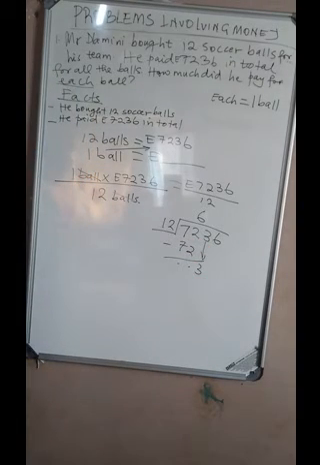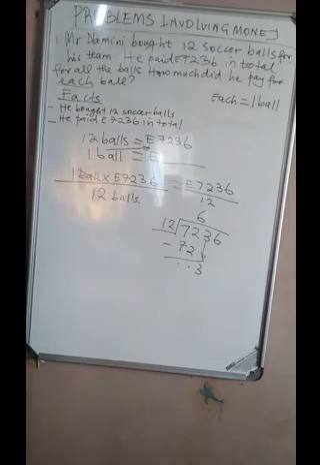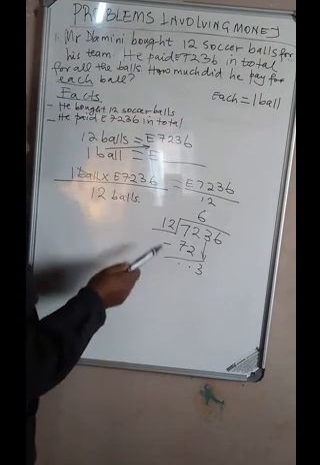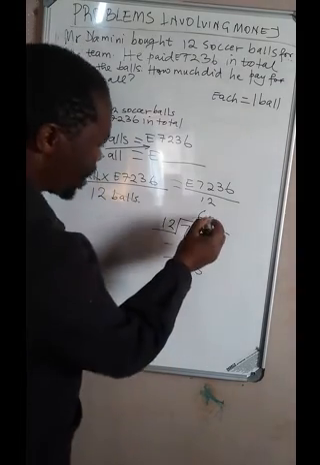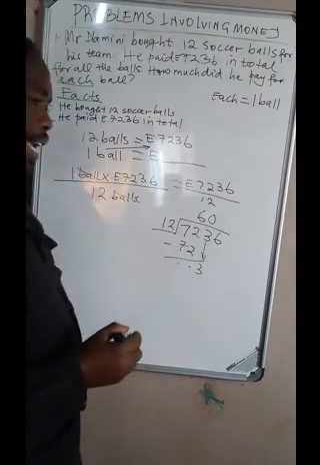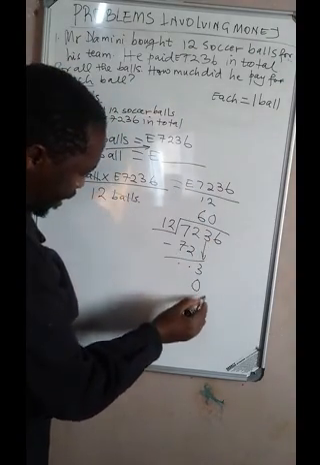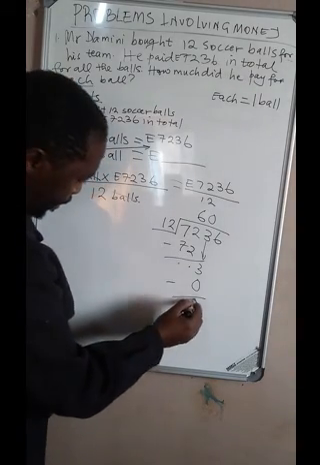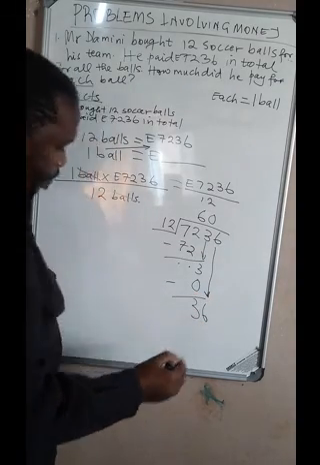Remember, you only bring down one number at a time. You cannot bring down 3 and also bring down 6 at the same time. So we are going to see now, how many times does 12 go into 3? It doesn't go, so you write 0 there, and then you say 0 multiplied by 12 is 0. You subtract 3 minus 0 is 3. Now you can bring down 6.